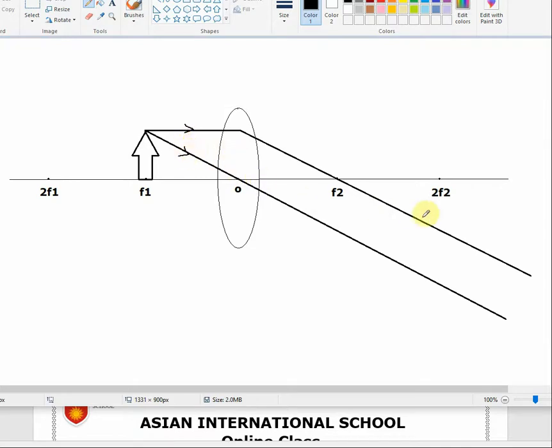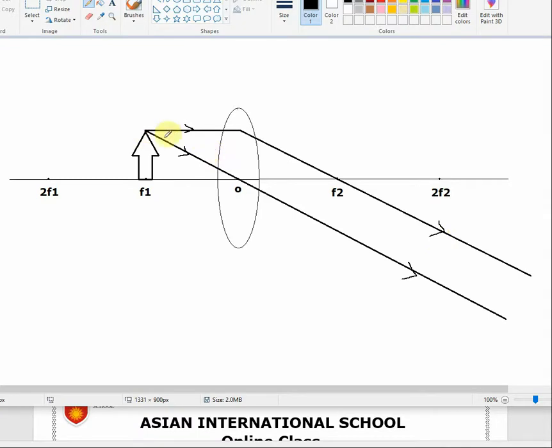So obviously we can see what is happening here. The two rays after the refraction are becoming parallel. These two are parallel lines. So obviously the image will be formed at infinity, because we know an image will only be formed if the two lines are meeting at a point. Technically these two are not meeting, they are parallel, that means they are meeting at infinity. So if they are meeting at infinity, the image will also be formed at infinity.